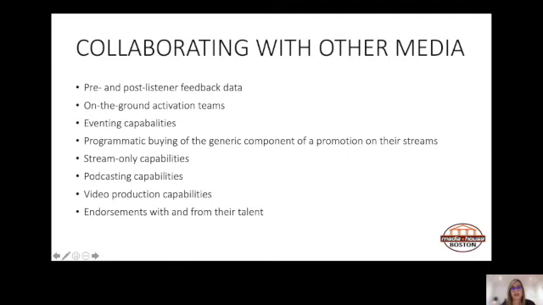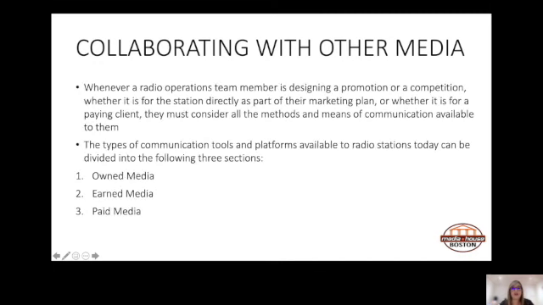So there's a lot happening. There are a lot more channels available to offer advertisers now than purely radio. Whenever the radio operations team member is designing a promotion or a competition, whether it's for the station directly or as part of their marketing plan, or whether it's for a paying client, they must consider all methods and means of communication available to them.